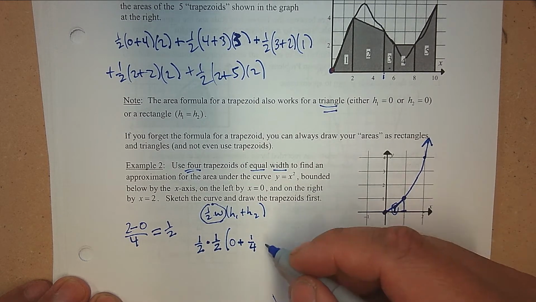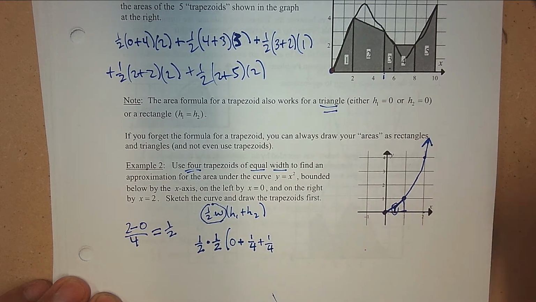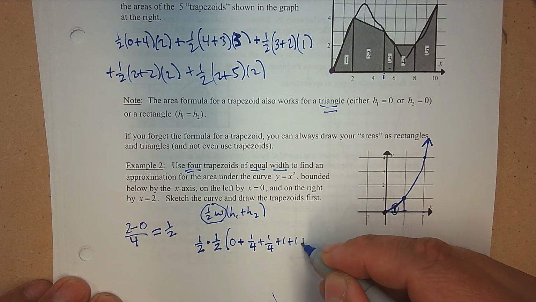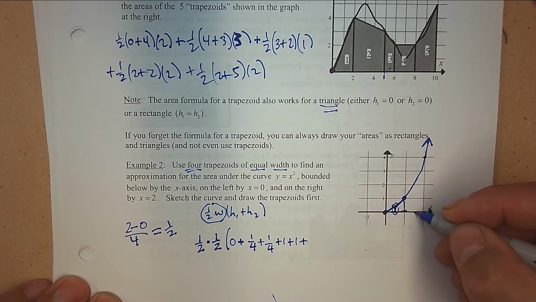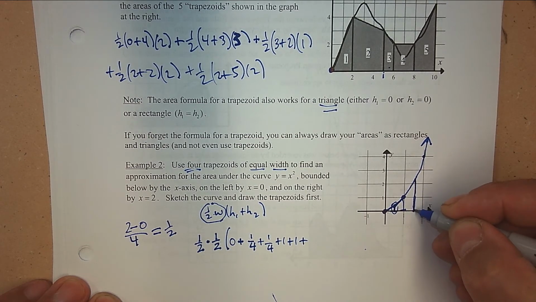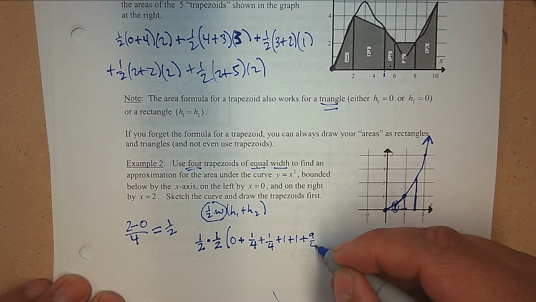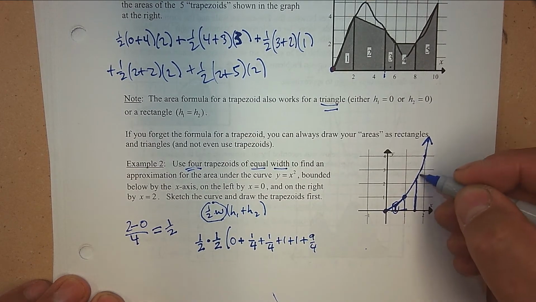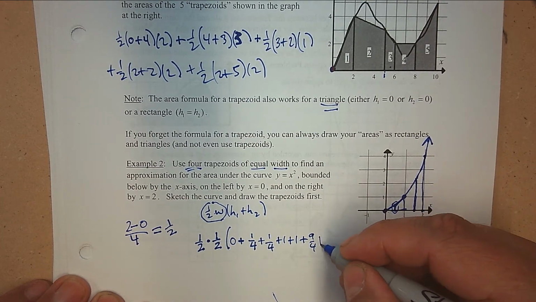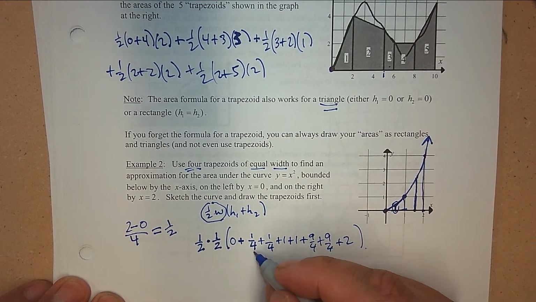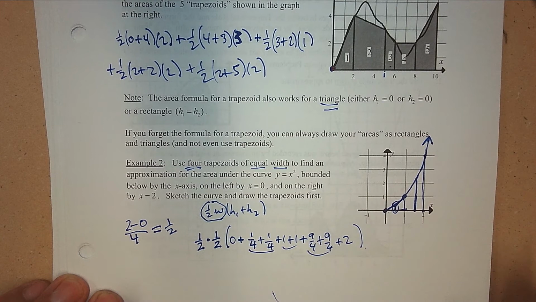So the next one's going to be 1/4, and then it's going to be 1. The next one's going to be 1, and then halfway up, so that's 3 over 2, and if you square it, it's 9 over 4. And again, it's 9 over 4, and then the last one's 4. What I want you to notice is that the 1/4, the 1, and the 9 over 4 repeat.